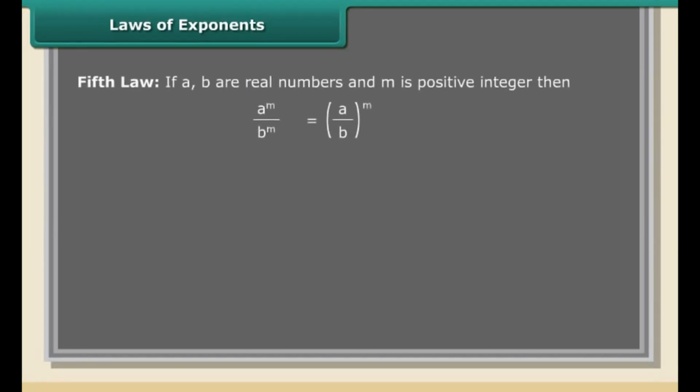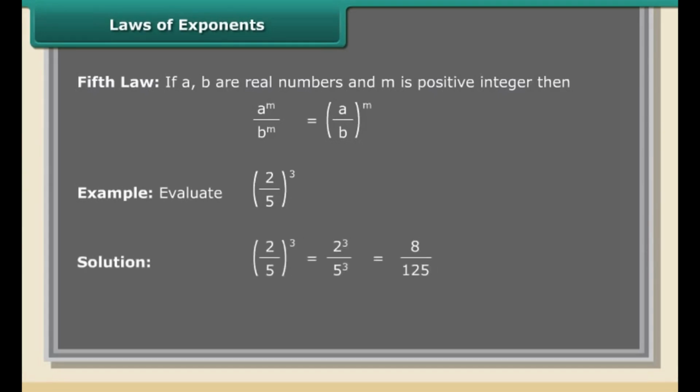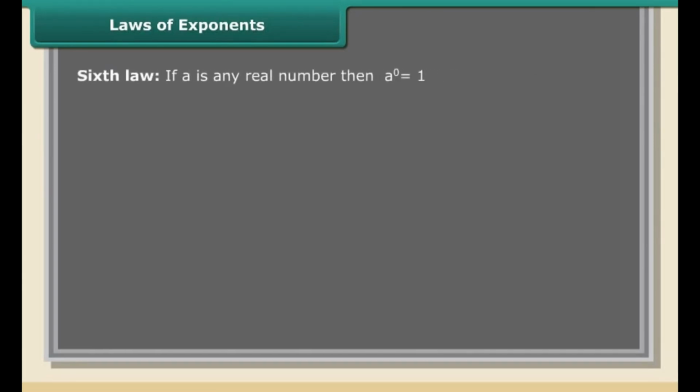Fifth law. If a, b are real numbers and m is a positive integer, then a^m upon b^m is equal to (a/b)^m. Example. Evaluate (2/5)^3. Solution. (2/5)^3 is equal to 2^3 upon 5^3, which equals 8/125.